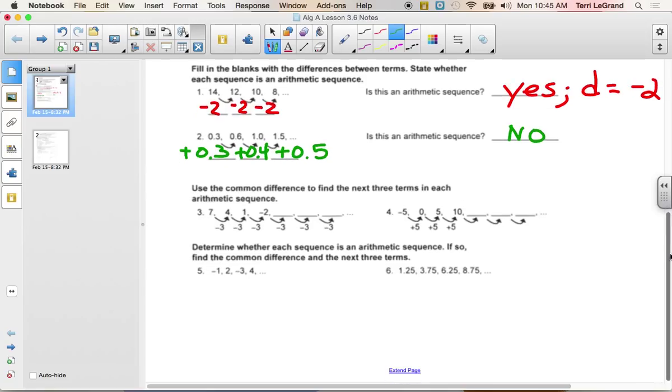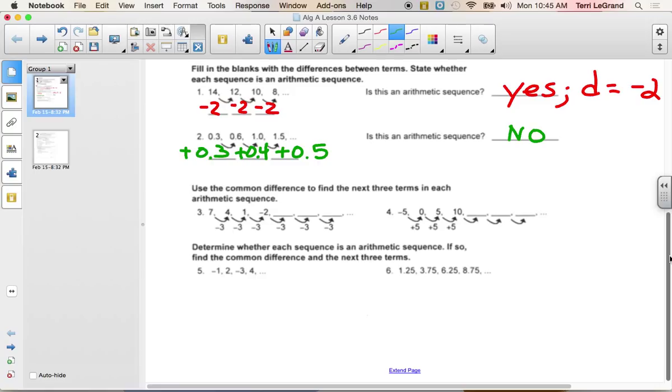So you'll be doing some of that in your homework, just identifying, first of all, if it is an arithmetic sequence or not. And then if it is, let's identify what our common difference is, what our d value actually is. So anybody have questions in that little section?